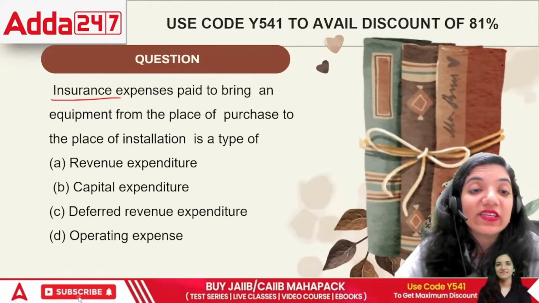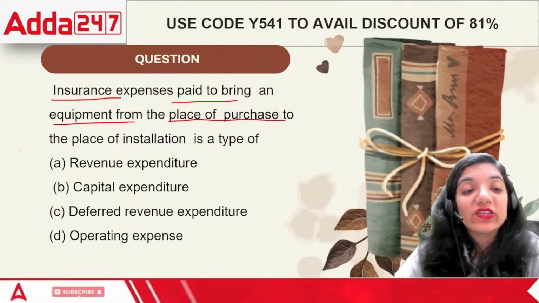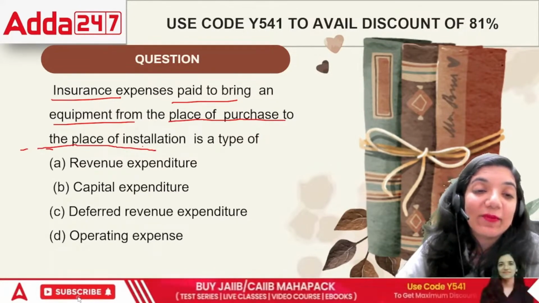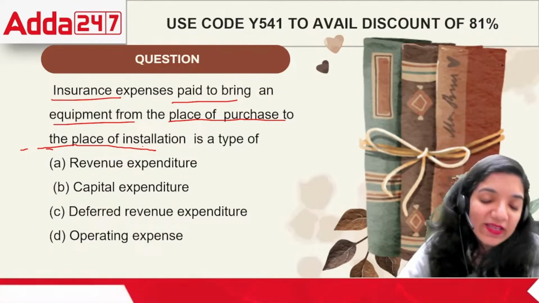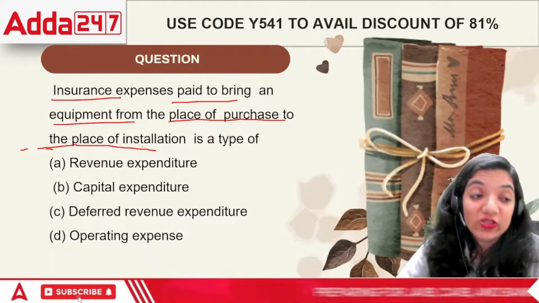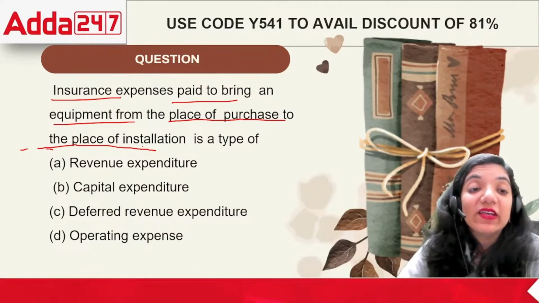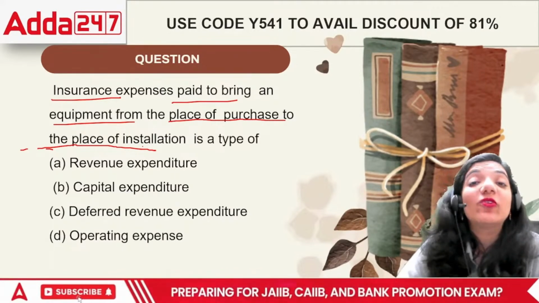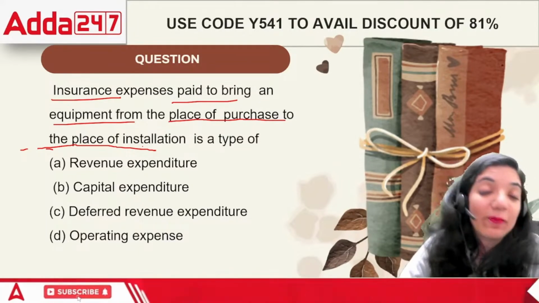The insurance expenses paid to bring the equipment from the place of purchase to the place of installation is a type of revenue expenditure, capital expenditure, deferred revenue, or operating expenses. Whenever I buy a particular asset which is quite huge and important for the business, it has to be transported in a proper way. Whatever expenses we incur before that asset is ready to use would become a capital expenditure.